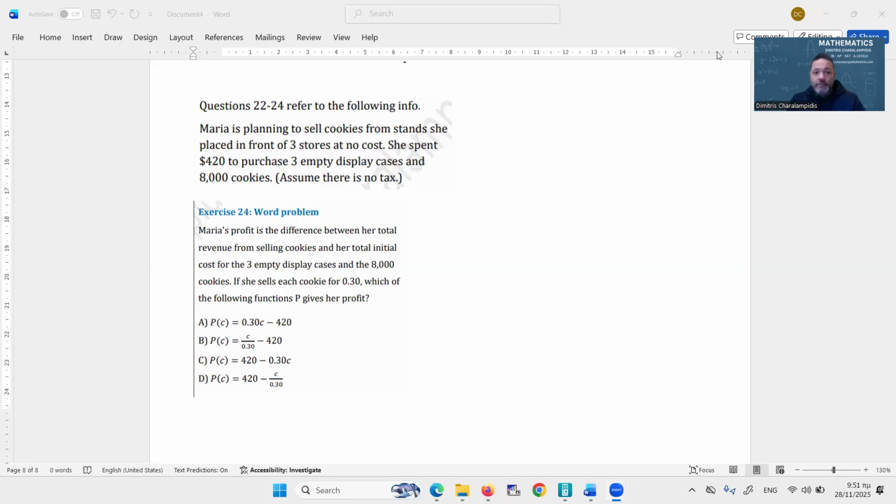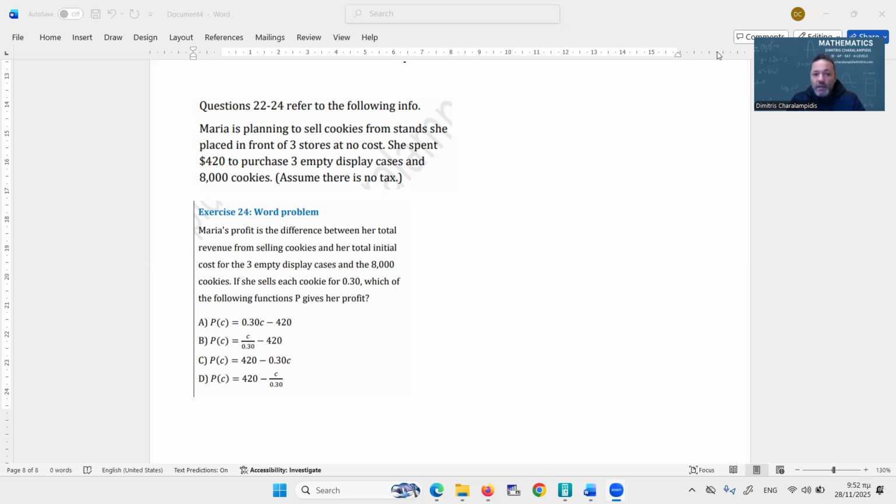Exercise 25. Once again, it's based on the same context with Maria selling cookies. Maria is planning to sell cookies from stands she placed in front of 3 stores at no cost. She spent $420 to purchase 3 empty display cases and 8,000 cookies.